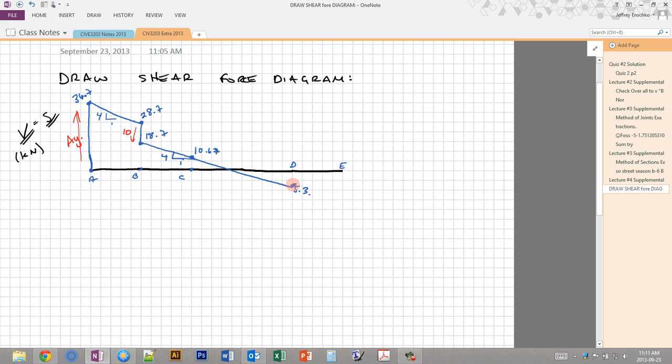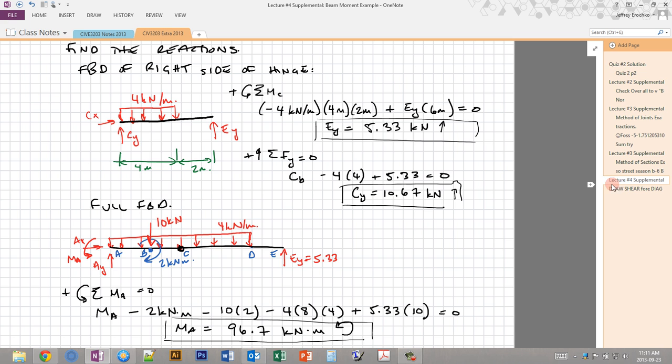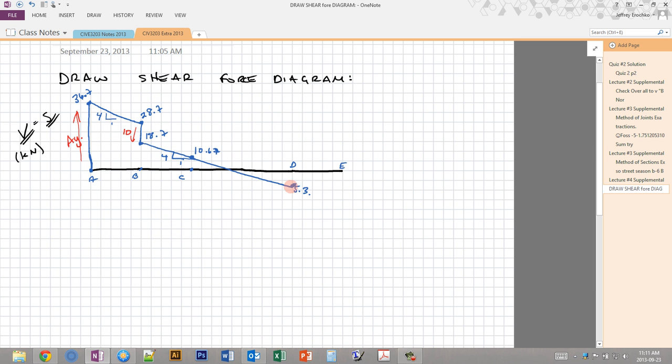Okay, and then from D, we don't have any change. There are no forces between D and E, no external forces. That means the shear force diagram between D and E is going to remain constant at that level of shear. I've got to move this out of the way a little bit. Okay, so it's constant across, and that's 5.3 as we said.